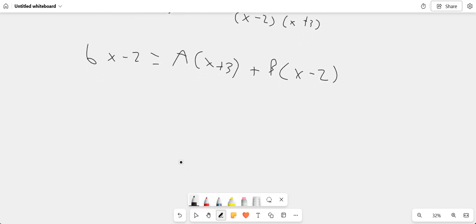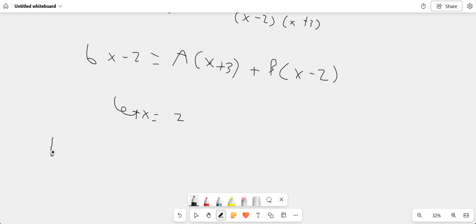And now what you want to do is let x equal, so this is the next step you're going to write, let x equal the opposite of what's in one of these brackets. So we can either let x equal 2, because this is the x minus 2 bracket, and so if I put 2 into here, 2 minus 2 is going to be 0. So that's going to eliminate one unknown, which is B, and we're going to be left with one unknown, which is A. Or we can let x equal minus 3, which is going to eliminate A. So let's just put let x equal 2 for now.